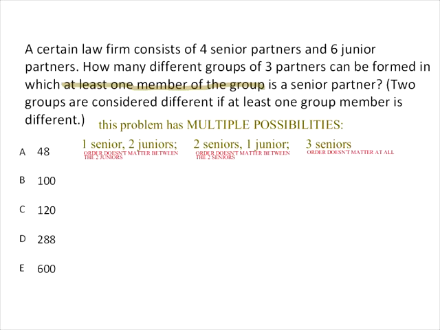So what's the slot method expression for this? Does anybody want to type it into the text box? Well, using the slot method, how do you pick 1 senior and 2 juniors? In the text box, if you get a chance. A couple of people are typing.